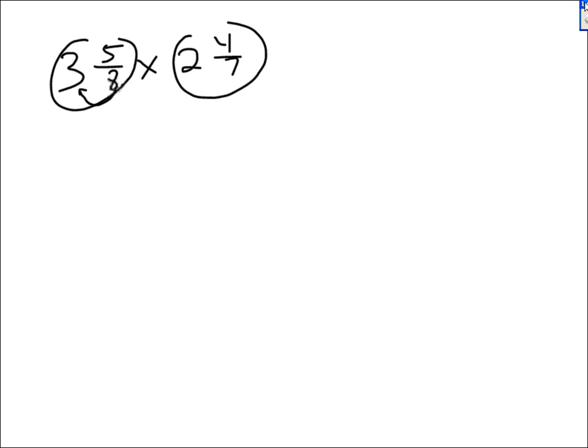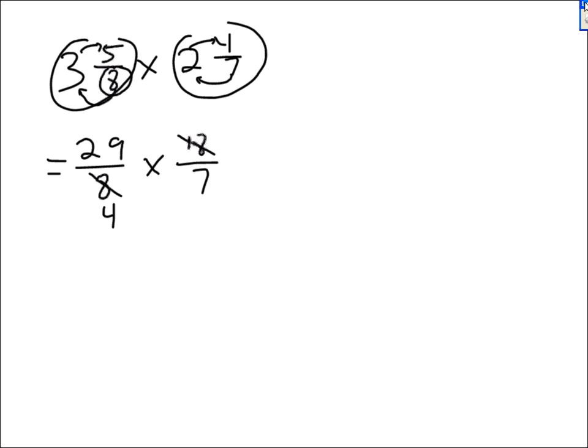8 times 3 is 24, plus 5 is 29 over the 8, times 14 plus 4 is 18, divided by the 7. First convert to a fraction. Now, 2 goes into both of these numbers, 4 times and 9 times. And I don't think you can reduce any more.